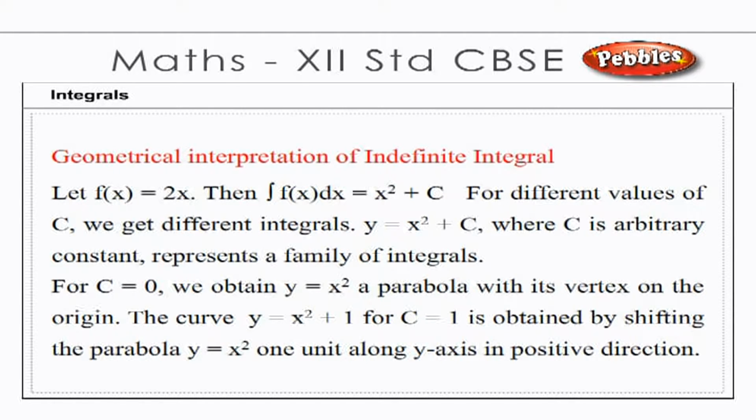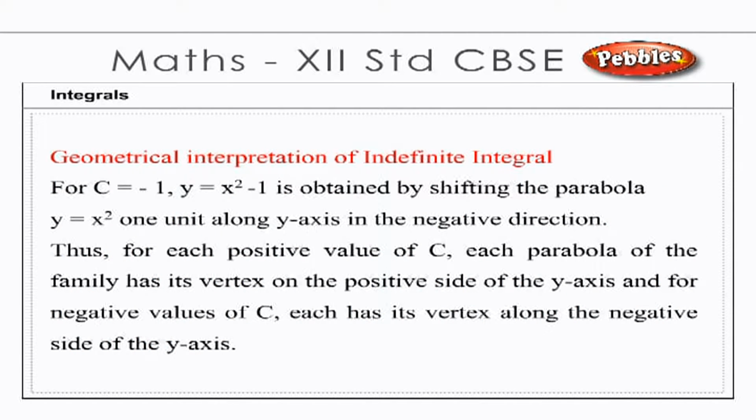For c equal to 0, we obtain y is equal to x square, a parabola with its vertex at the origin. The curve y is equal to x square plus 1 for c equal to 1 is obtained by shifting the parabola y equal to x square 1 unit along the y-axis in the positive direction. For c equal to minus 1, y is equal to x square minus 1 is obtained by shifting the parabola y equal to x square 1 unit along the y-axis in the negative direction.